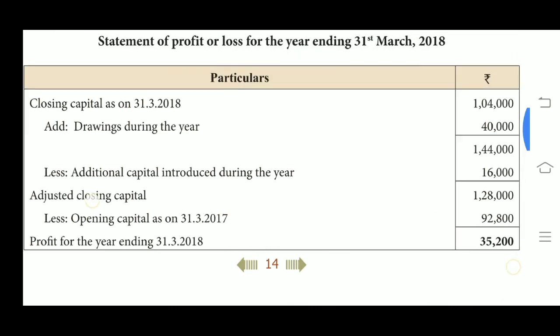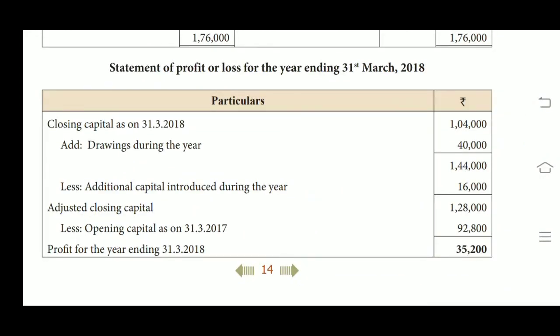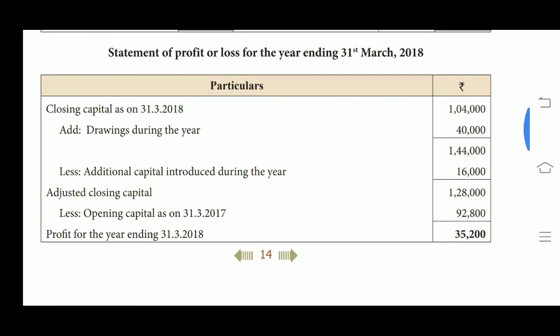Students, in this class you have learned about 4 different methods of statement of affairs. Students, same model questions are given as homework. So question number 6, 7, 8 and 9.